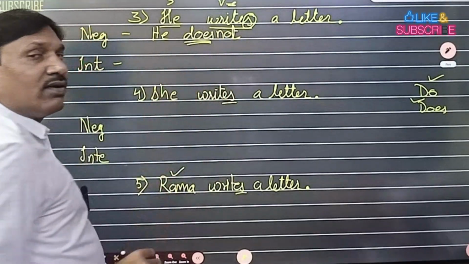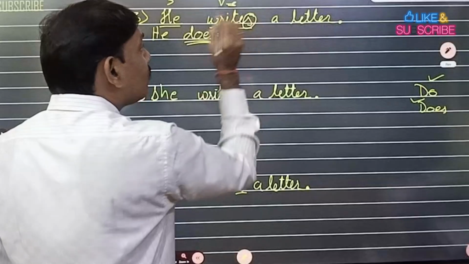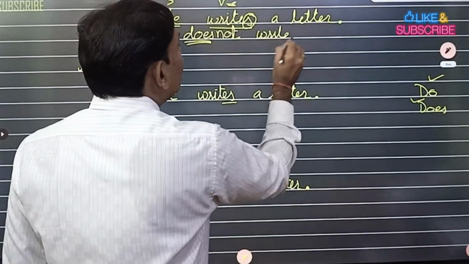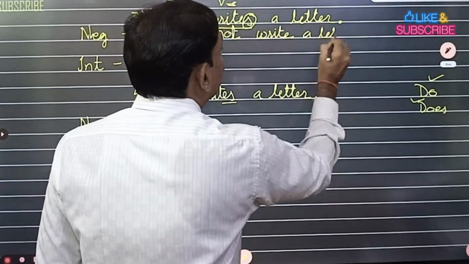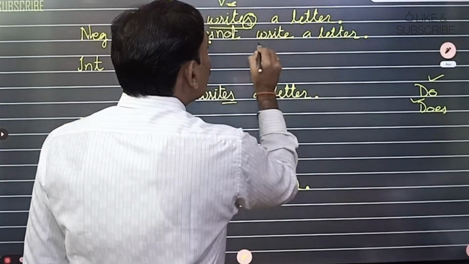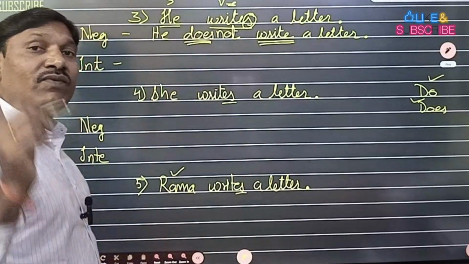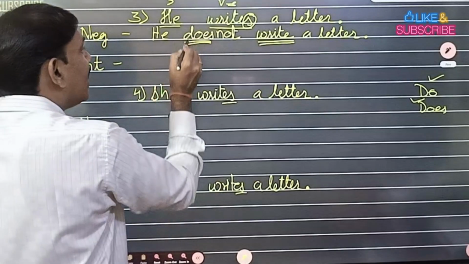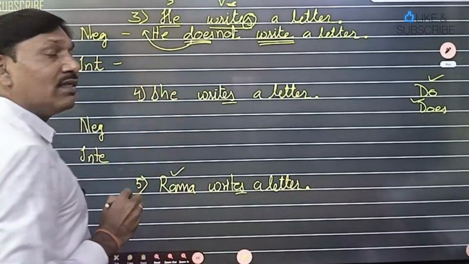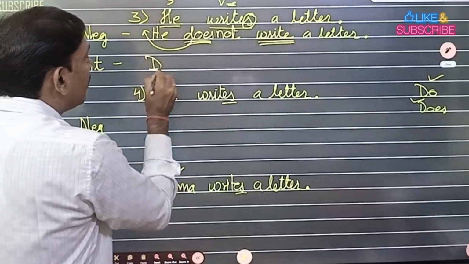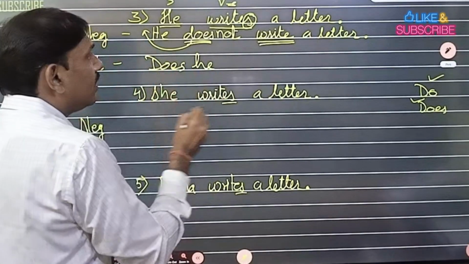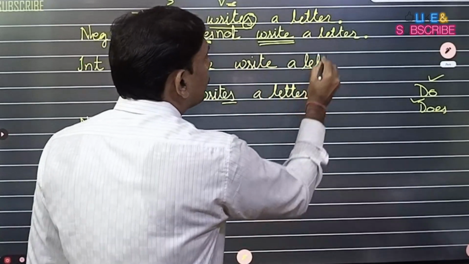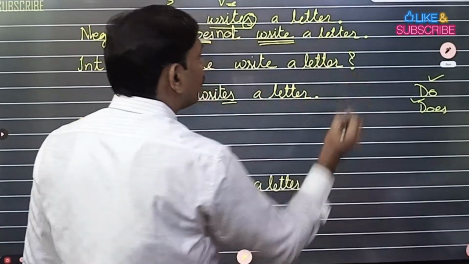When we take does to make it negative, then yes we have to remove the s of the verb, that is write. The verb will be in the root form, a letter. Okay, students, so the verb will be in the root form. In the same way, if you want to make it an interrogative question, the same formula we will use. Does we put in front of the subject. For example, does he write a letter? Okay, students, and at the end a question mark.